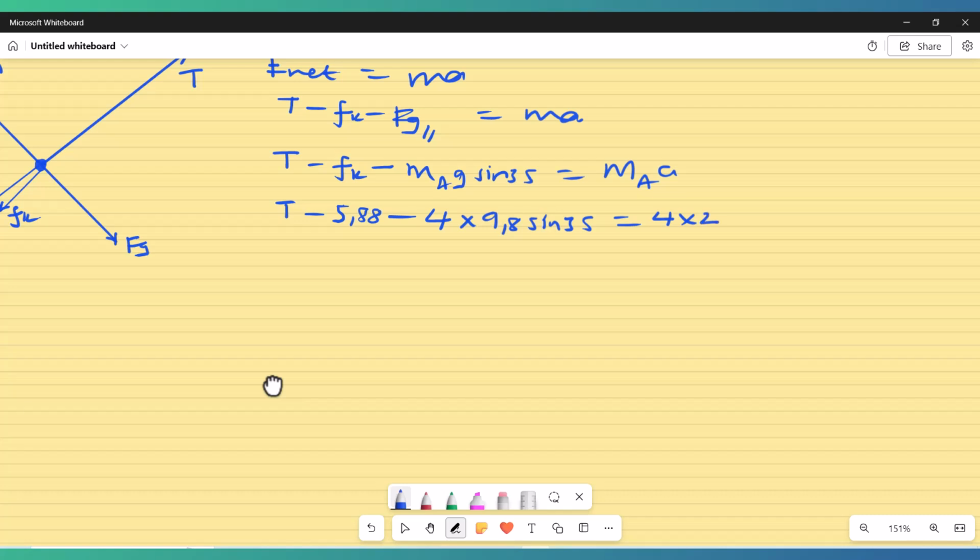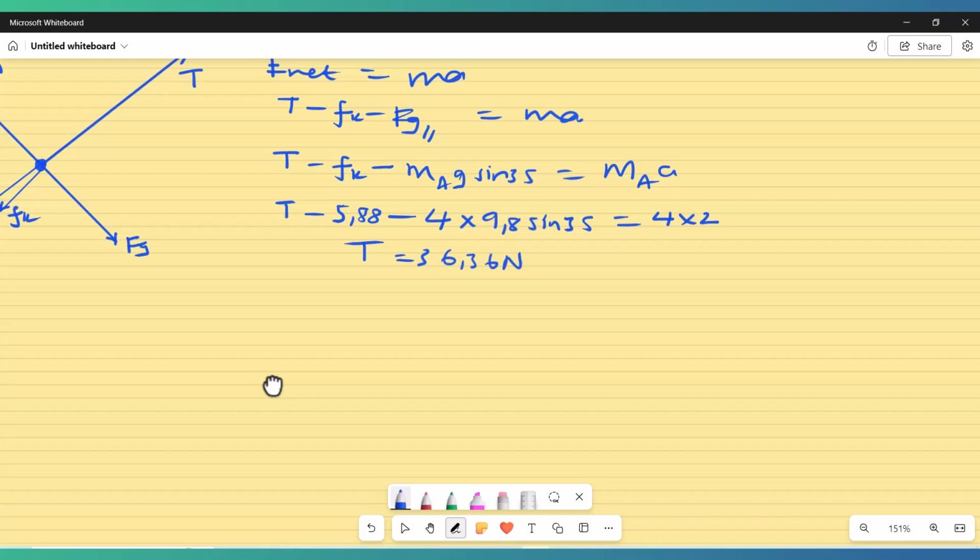So in this case, our T is going to be what finally? Anybody with a calculator, you can help us here. You're going to say 8 plus 5,88 plus, open bracket, 4 times 9,8, then sine 35. It gives us 36,36 newtons. So take your answers there. Do you get 36,36? If the answer is yes, then we are both correct.